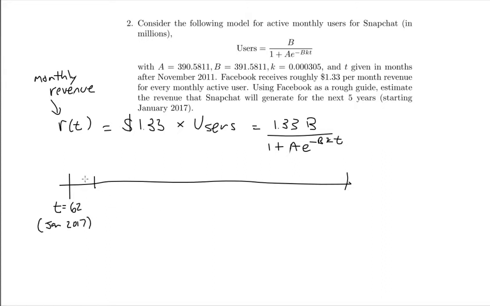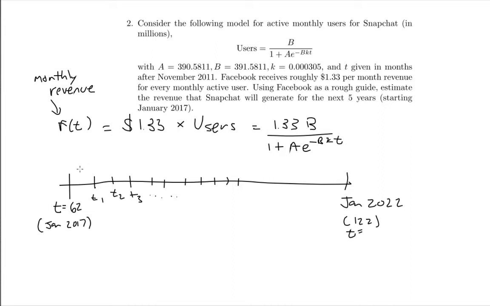And what we're going to do is chop up the next 5 years. This would be January 2022, which would be 122 months, so t equals 122. We're going to chop it up into a whole bunch of time intervals and sample what the revenue is at all these different times. So this would be t1, t2, t3, and so on, all the way out to January 2022, and we're going to evaluate what the monthly revenue is at each given time.